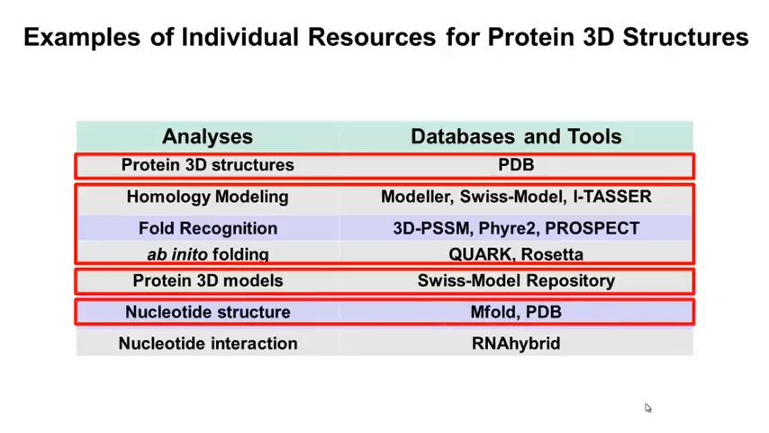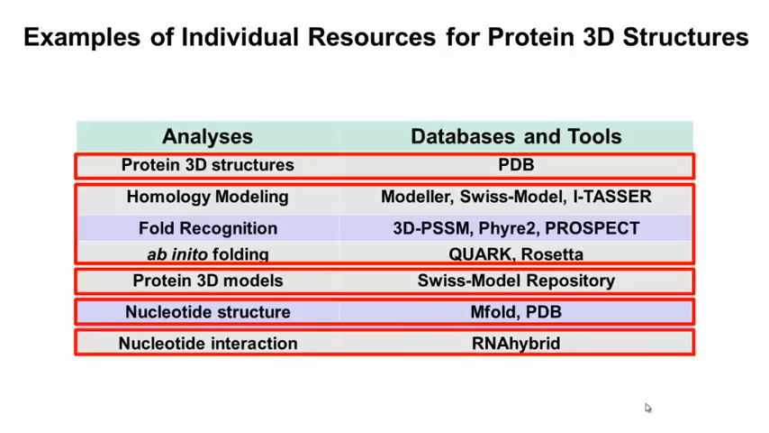In addition to protein structures, there are also databases and tools such as mFold and PDB for nucleotide structures and protein nucleotide complexes. Finally, RNA molecules may interact with each other. RNAhybrid is a tool for finding the minimum energy hybridization of a long and a short RNA.